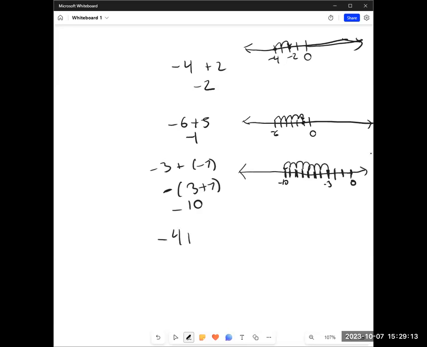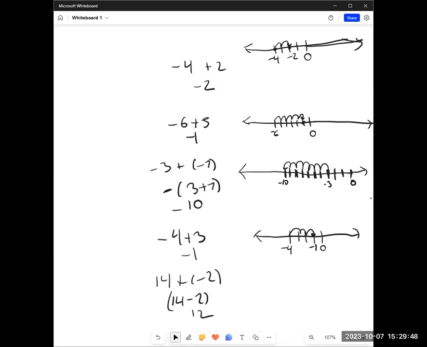Now I have -4 plus 3. That's going to give me one, two, three. I stop at -1. For my last problem in this section, I have 14 plus a -2. 14 is too far away from 0 for me to want to draw a picture here. They're unlike signs. I'm going to find their difference and keep the sign of the bigger number. That's 12.